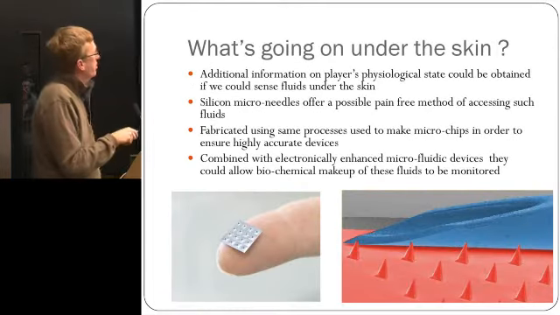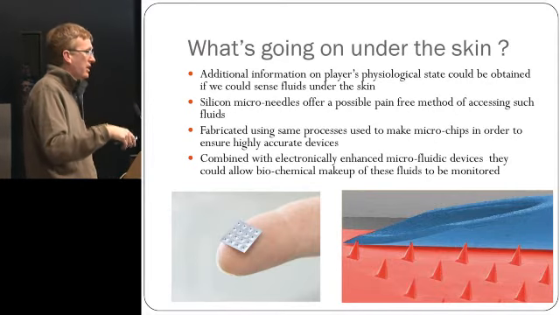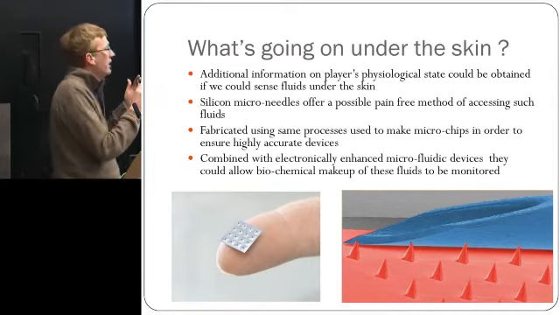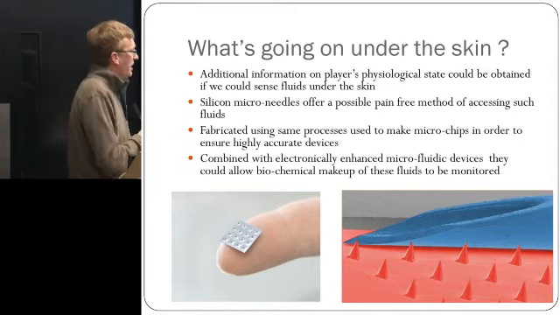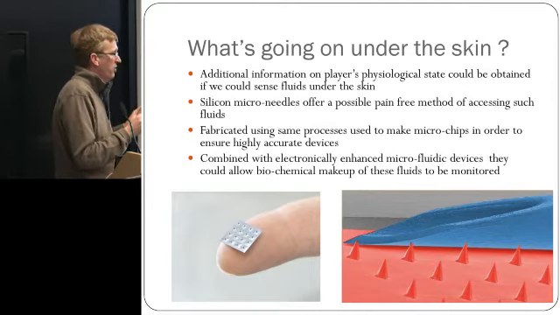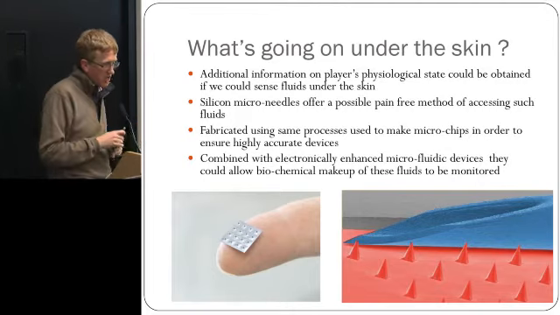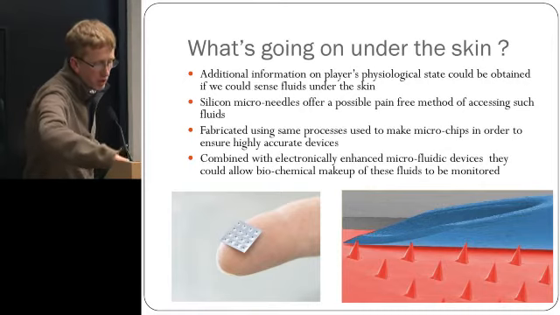Okay, looking even further down the line, if you wanted to look at what's going on under the skin, and maybe measure some of the fluids in the body, you could get maybe a better idea about the biochemistry of what's going on. But not an easy thing to do, obviously. How do you go under the skin? Obviously you have to go through the skin to go under it. There are these devices here that are being developed in Tyndall, which is an institute down in Cork.